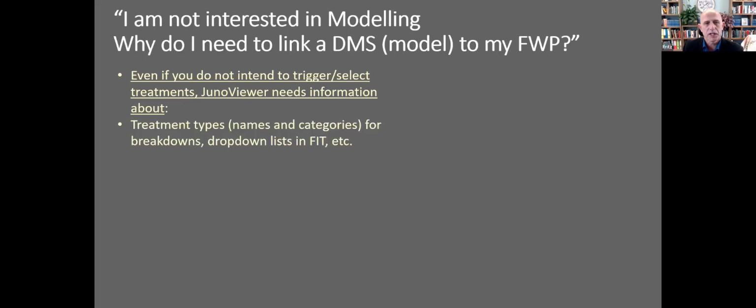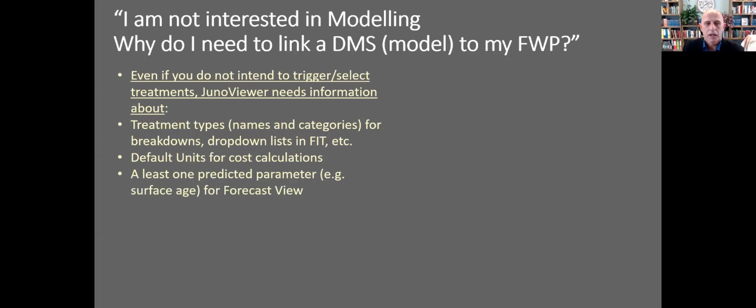For example, JunoViewer needs to know the treatment types, the names of your treatments and the categories of your treatments. And this is needed for getting breakdown summaries of treatment costs, to populate drop-down lists in the field inspection tool, and so forth. We also need to know for each of your treatments, what are the default units and rates for cost calculations. You need to have at least one predicted parameter, for example, surface age, in order to use the forecast view. And then JunoViewer needs to know for use in the forecast view what your modeling period is.